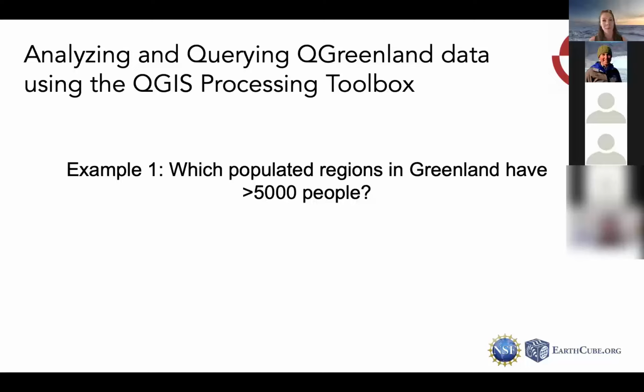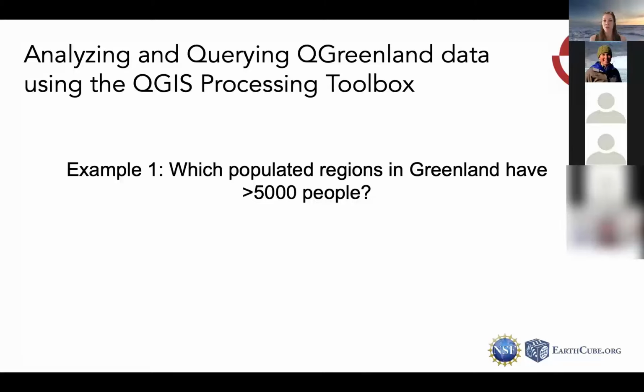So the first example that I want to do is to try to use the processing toolbox to answer the question, which populated regions in Greenland have more than 5,000 people? And again, I encourage you to do the exact same steps that I'm doing in this example or in all of these examples that I'll be doing.